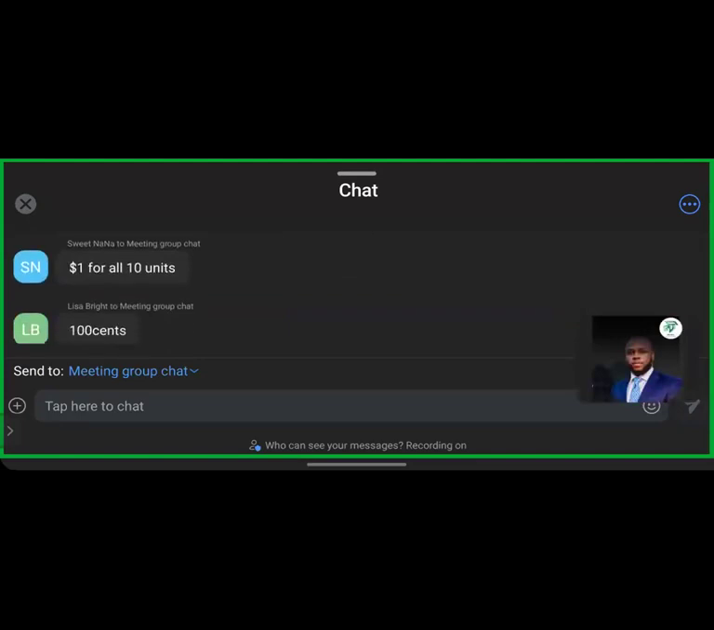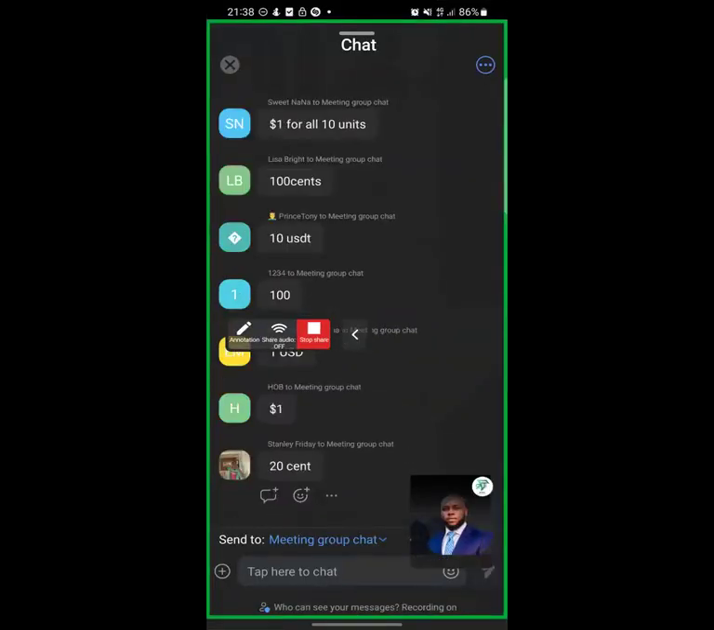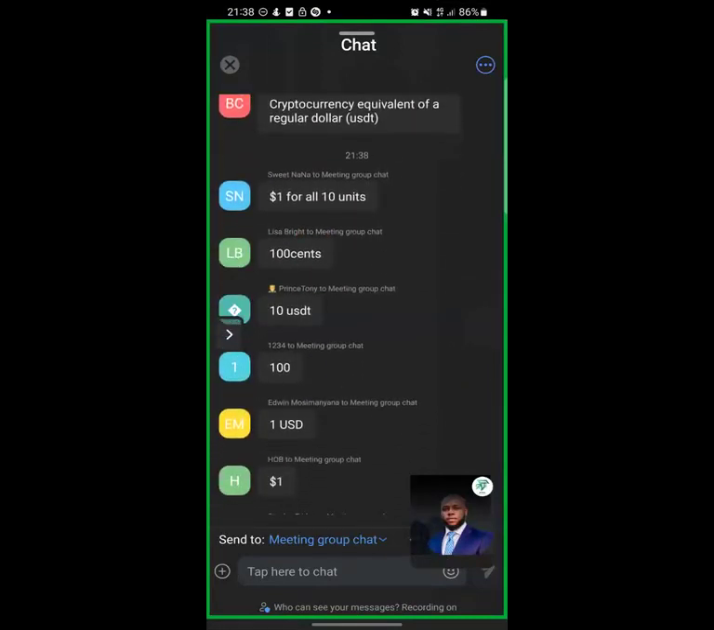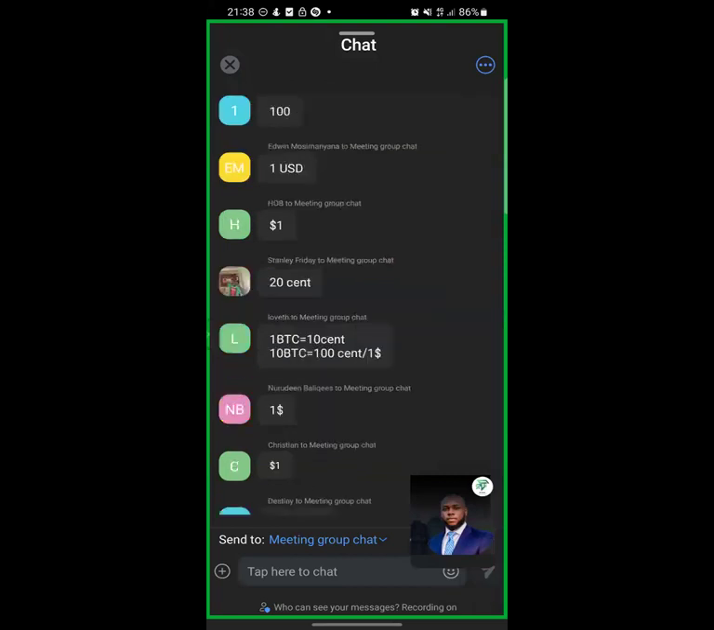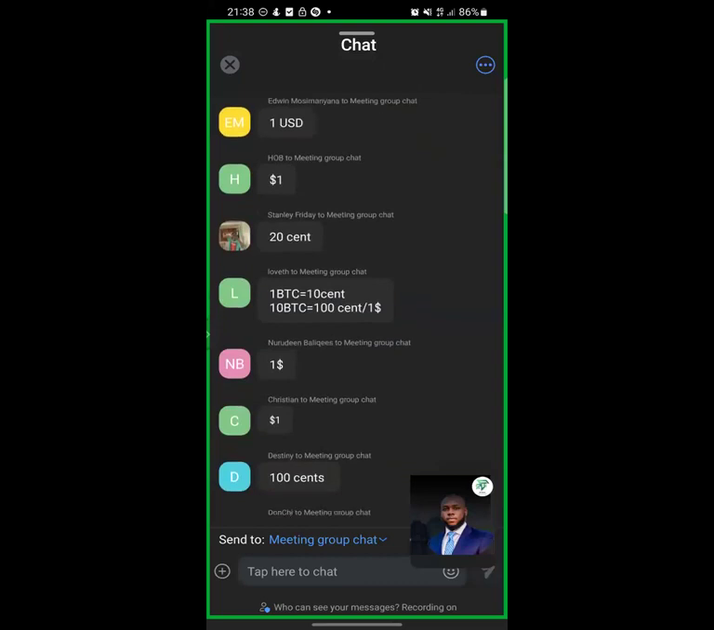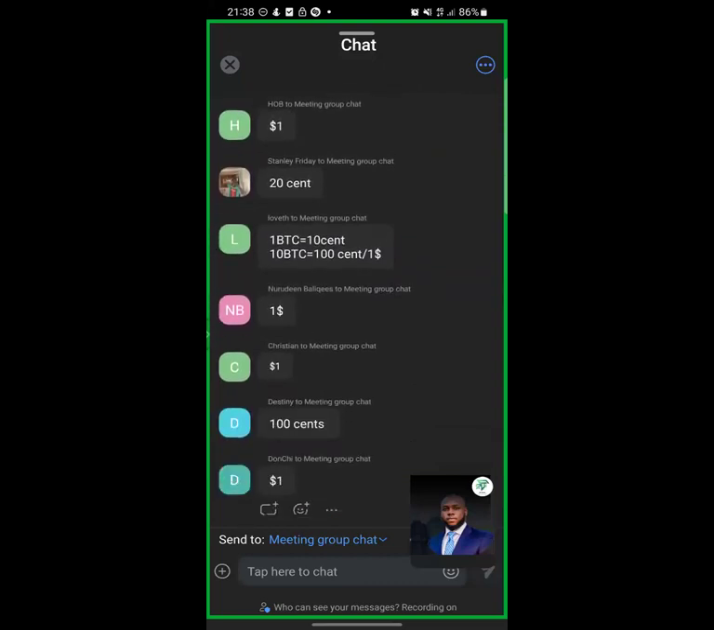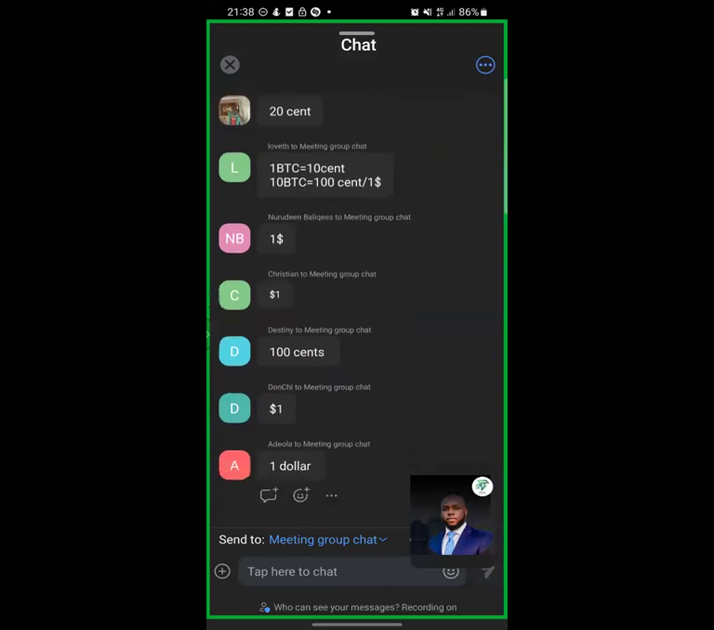All right. So Sweet Nana says second. Sweden says $1 for all 10 units. So is it 100 cents? HOB says $1. Edwin says $1. Someone says 20 cents. No, I said one Bitcoin, 10 cents, and you decided to purchase 10 pieces of Bitcoin. So how much would that be? So everyone says $1, $1, $1, $1.